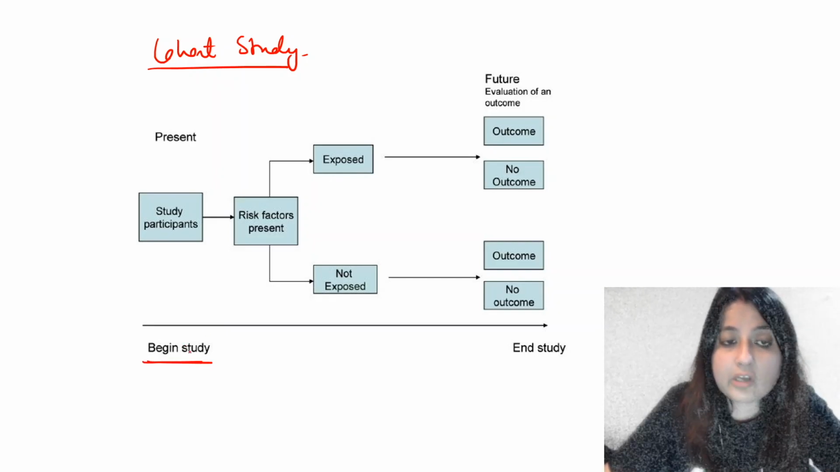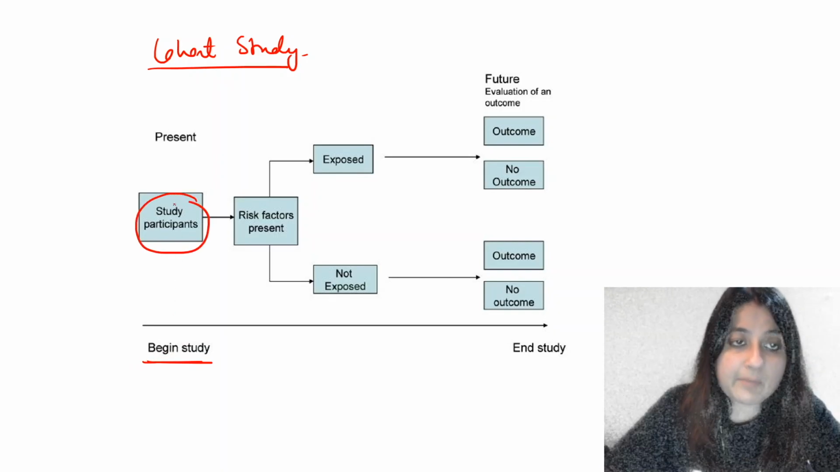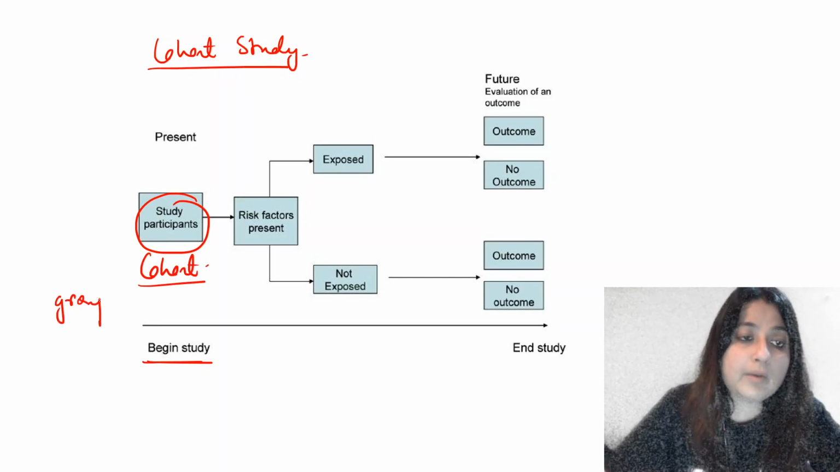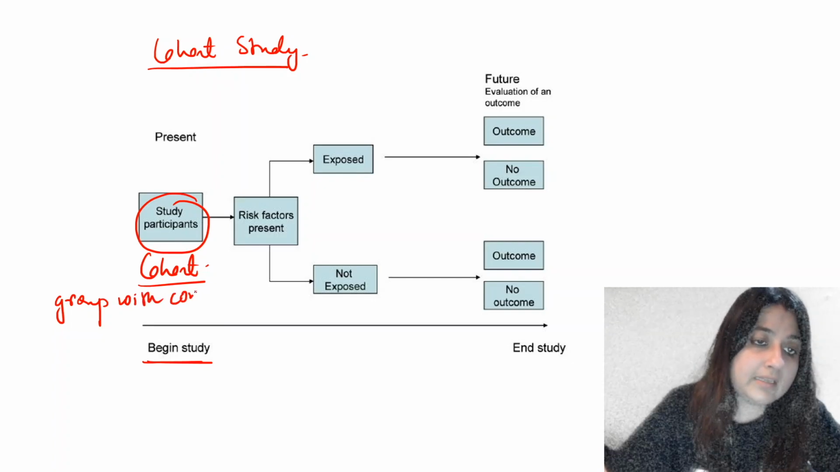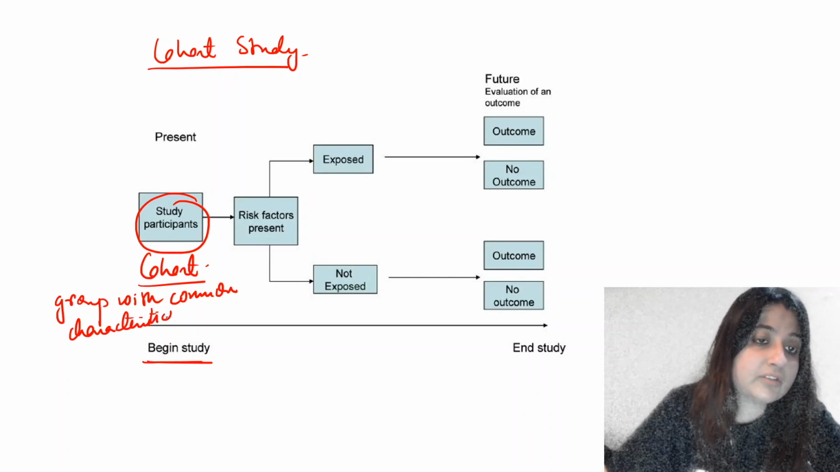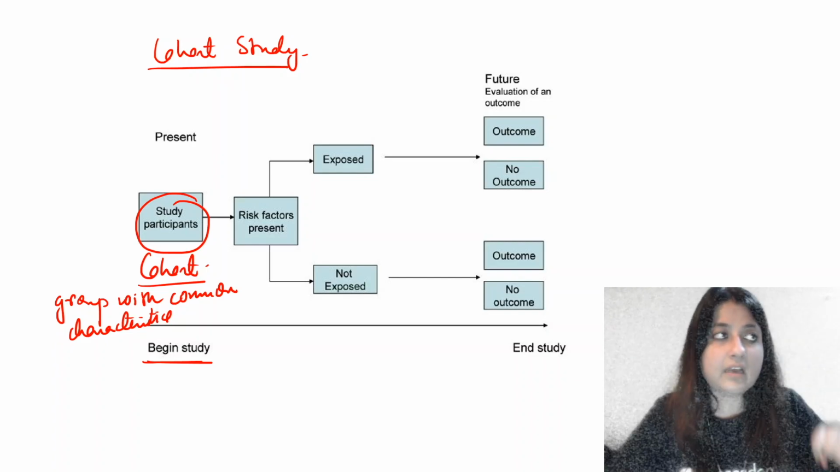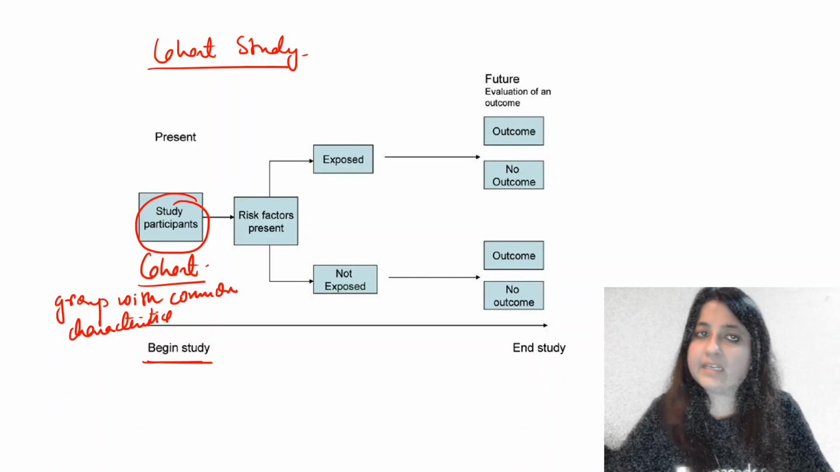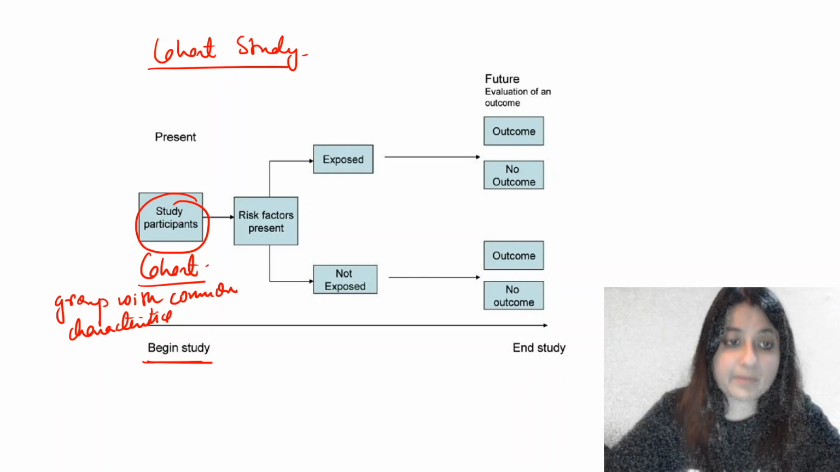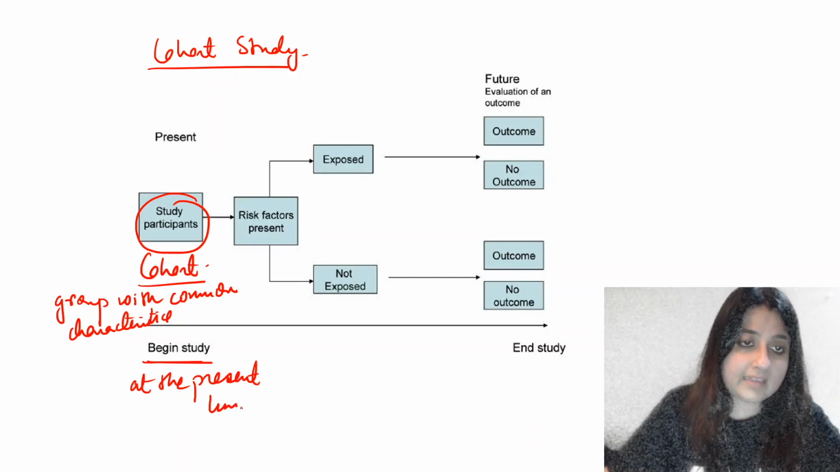So you begin your study today. You begin the study at the present time with your study participants or a cohort. Cohort is a group of people. It's a group with common characteristics, like all the children who are born in one of the hospitals today in Delhi. So that forms a cohort. All the medical students of first year enrolled in a particular medical college, वो cohort है. So we start our study at the present time, आप study begin करते हो, with a cohort.